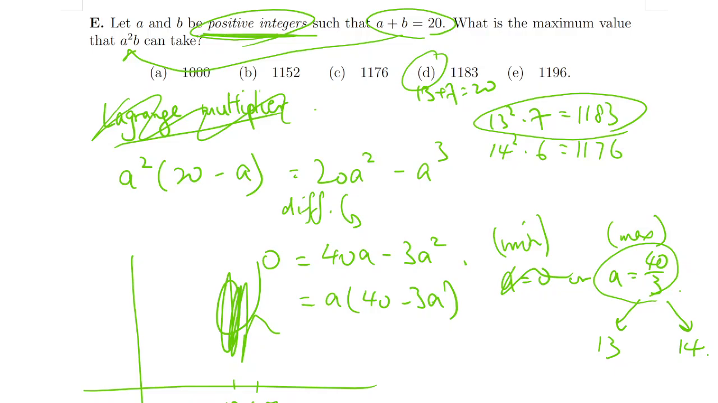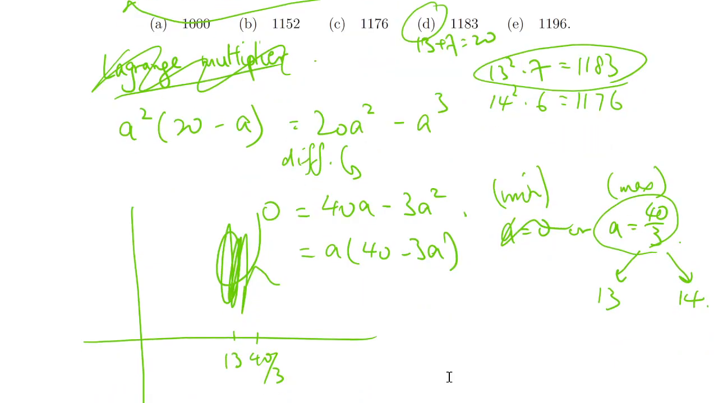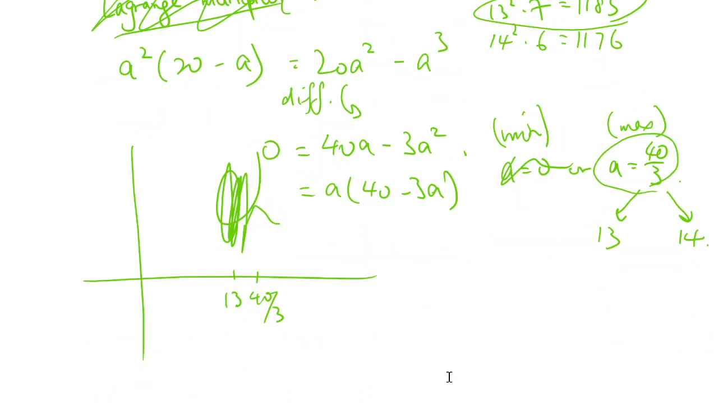I realize you can't see the axes, but you could guess what I've written there. So it's 13 and 40 over 3. Having a max at 40 over 3 doesn't mean that 13, the closest integer, must also give you a max. That's not necessarily true. But I think that's only for mathematicians. If you're doing the MAT for something else, maybe you don't care. But there you go. So that's question E.